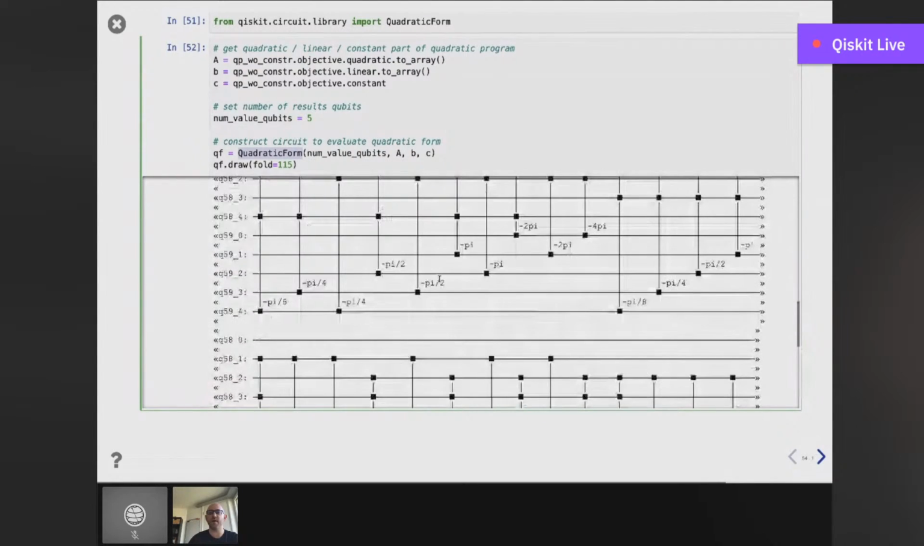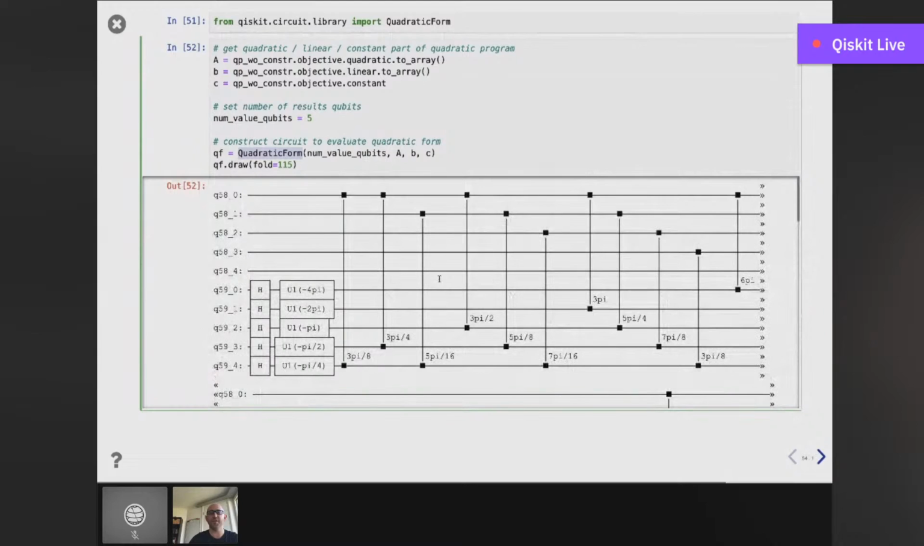Now, you see this is a rather long circuit, and this gives you an indication that Grover search or Grover adaptive search likely requires a fault-tolerant quantum computer and will probably not be really applicable on interesting size problems or productive problems on a noisy quantum computer.